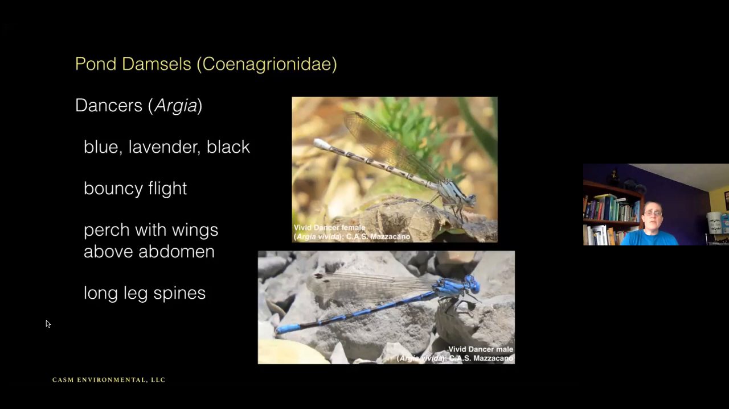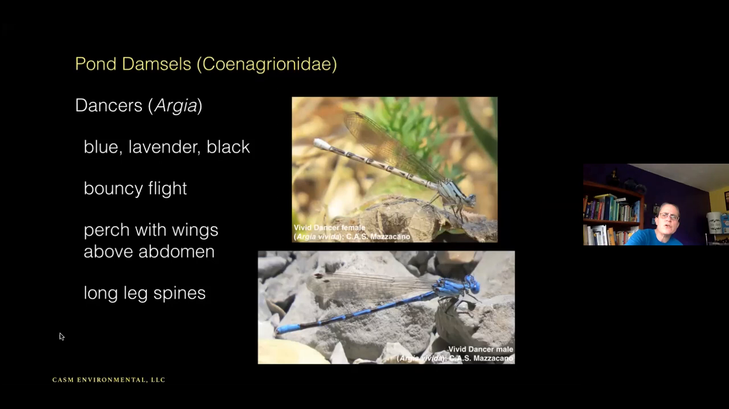And vivid dancers are the only members of this genus that we've seen at any sites. And in addition to the coloration of the male, which is this lovely indigo color, those little black arrowheads on the side of each abdominal segment, rearward facing arrowheads, are very, very distinctive. Even in ones that are still pretty immature, actually, you can see that.